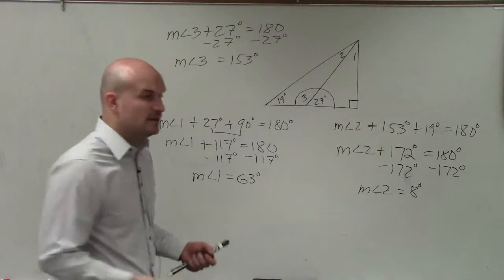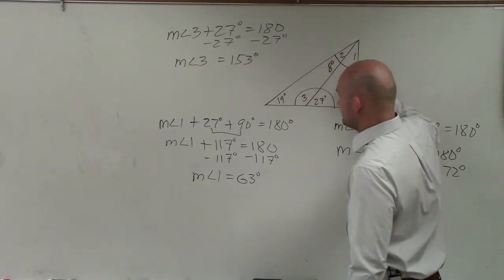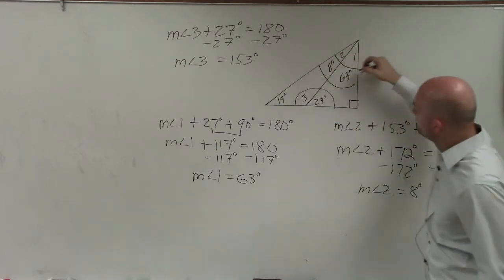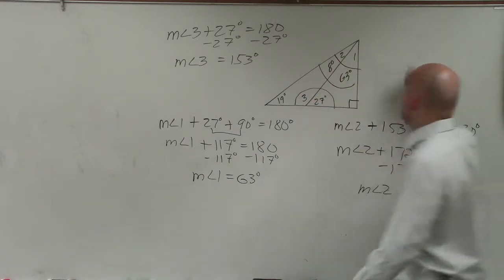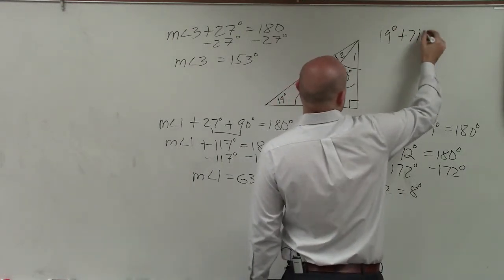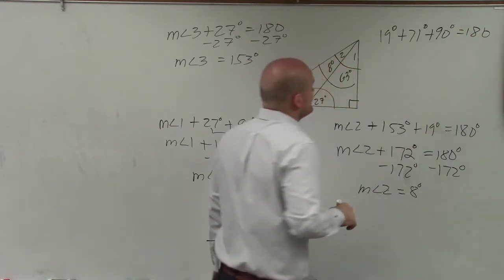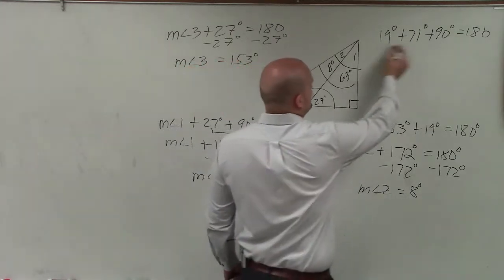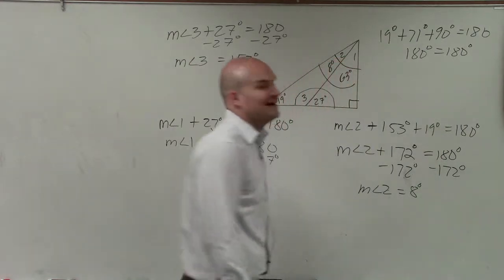OK, now one way we can always check our answer is we know that that's 19 degrees. That's going to be 8 degrees plus measure of angle 1, which is 63 degrees. Now remember, the sum of this angle plus that angle has to equal 180. So we can always check our work. So I can say 19 degrees plus 71 degrees plus 90 degrees is equal to 180. And is that going to be true? 19 plus 71 is 90, so these two combine. And yes, 180 degrees equals 180 degrees. Therefore, I did my work correctly.